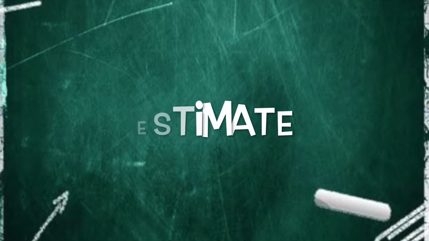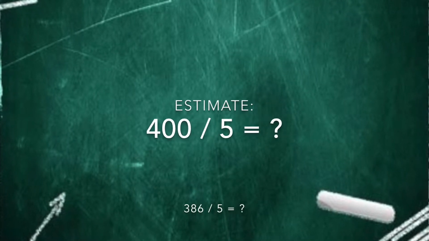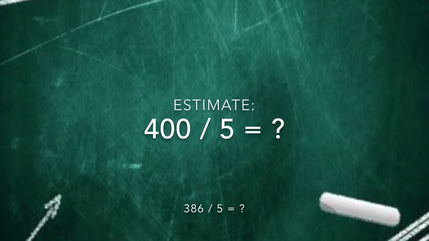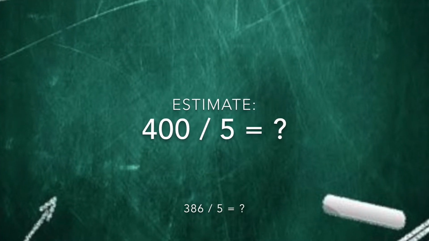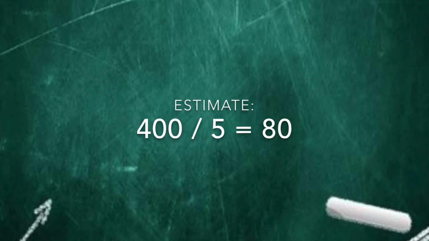Today we're going to answer the question 386 divided by 5. First we're going to want to do an estimate. So the dividend that I chose to use is 400 because 400 is extremely close to 386. If you divide 400 by 5, you're going to get an answer of 80.